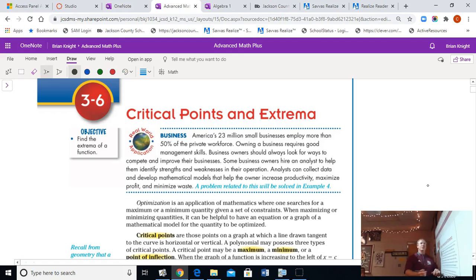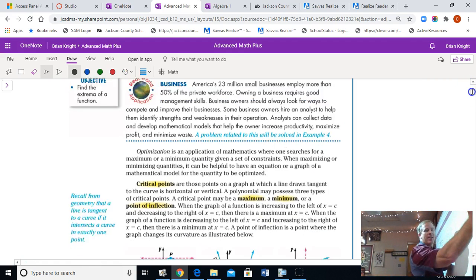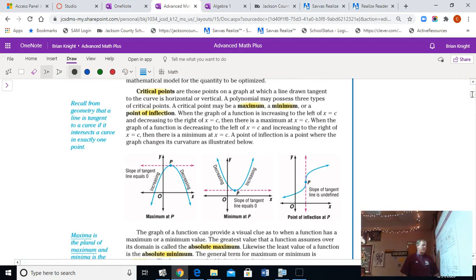3-6, critical points in extrema. Here we are. Critical points are those points on a graph at which a line drawn tangent to the curve is horizontal or vertical. In other words, it's where they kind of change direction. Okay? So here, this is a critical point.